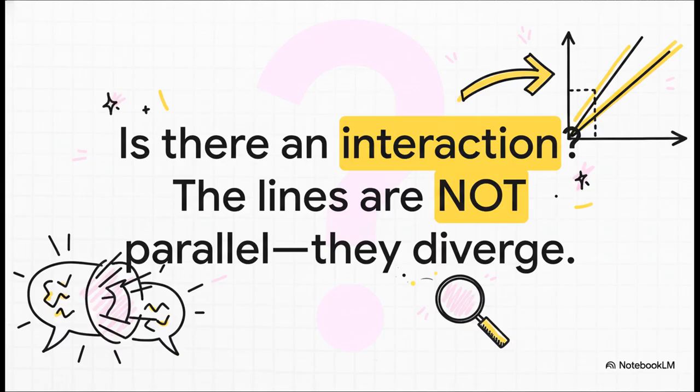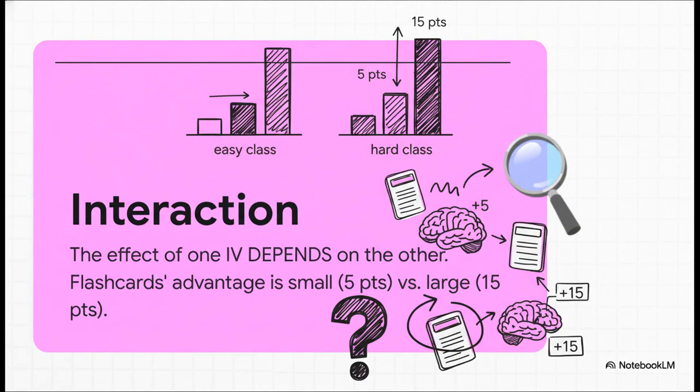Scan point 3. Is there an interaction? We'll take a look at the pattern this data would make on a graph. The lines are definitely not parallel. In fact, they spread apart, they diverge. That visual cue of lines that are not parallel, that are crossing or spreading apart, that's like a giant flashing sign that screams, interaction. So what does that actually mean? Well, an interaction just means that the effect of one of our variables depends on the level of the other one. Let's make it real with the numbers.